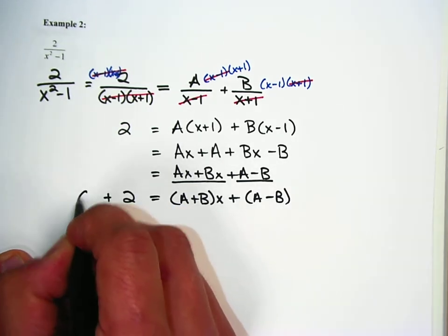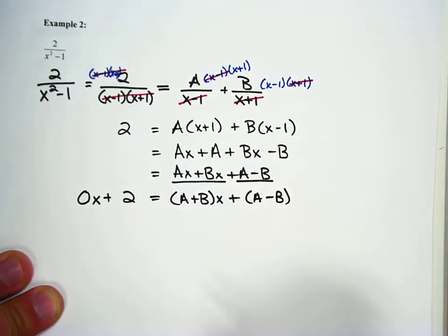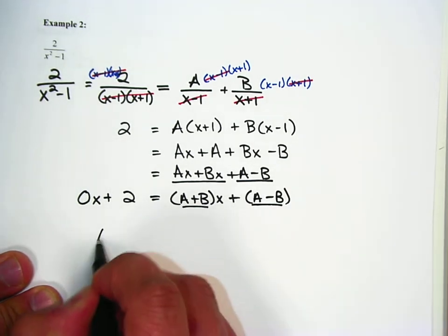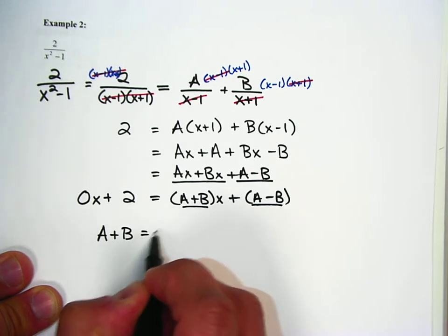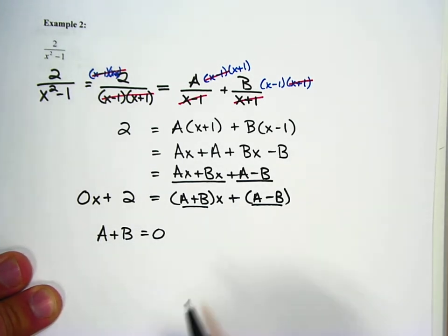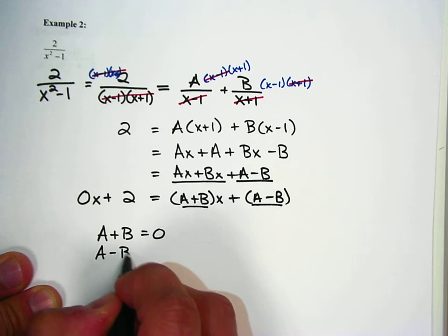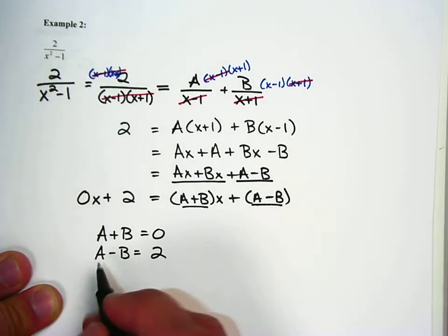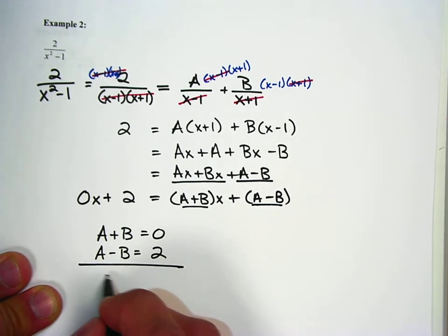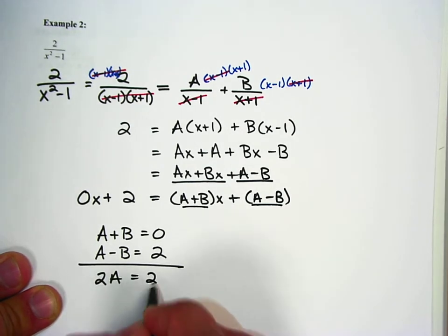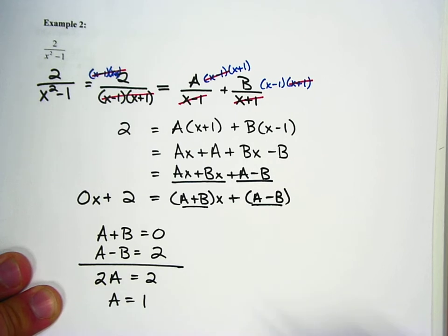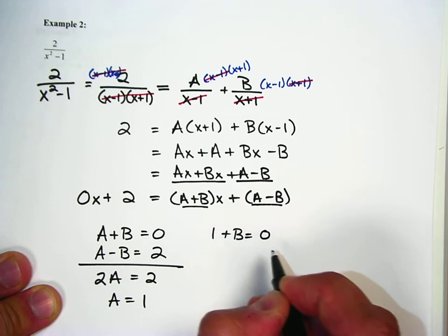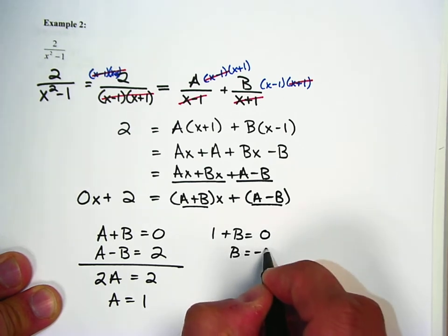Now we don't have an x term on the left, so it's 0x. So when I set up my system, I get A plus B equals 0. That's the coefficients of the x terms. And A minus B, which is the constant term on the right, equals 2, which is the constant term on the left. If I go ahead and add these two equations together, I get 2A equals 2. So A equals 1. 1 plus B equals 0, so B equals negative 1.